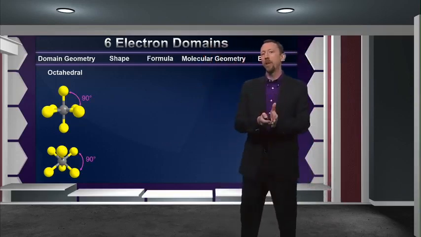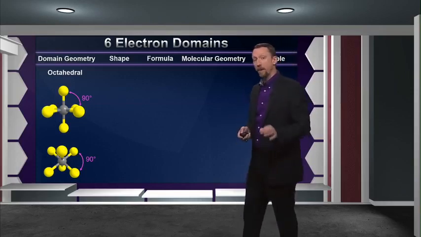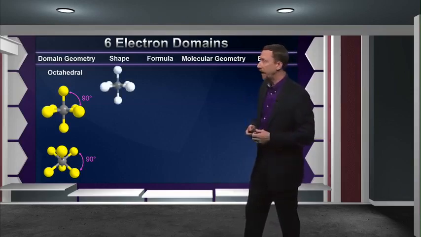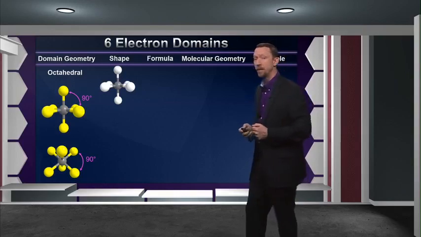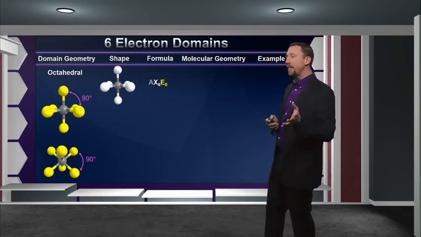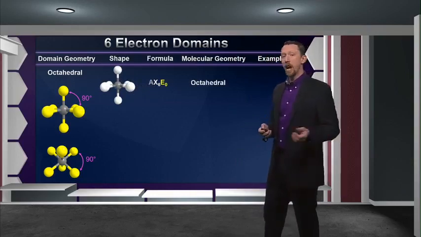So now we don't have to worry about equatorial and axial positions anymore. We can simply think about where the electron pairs are going to go and what kind of shape they're going to make. Now, when all of those domains are bonded atoms, again, my shape is going to be exactly the same as my domain geometry. So an AX6E0 corresponds to an octahedral molecular geometry.